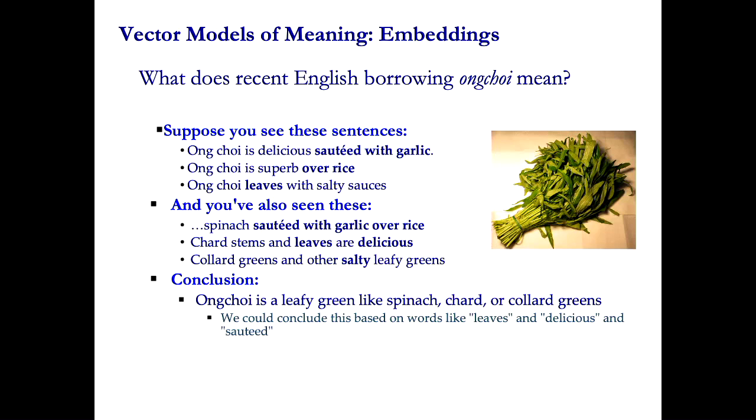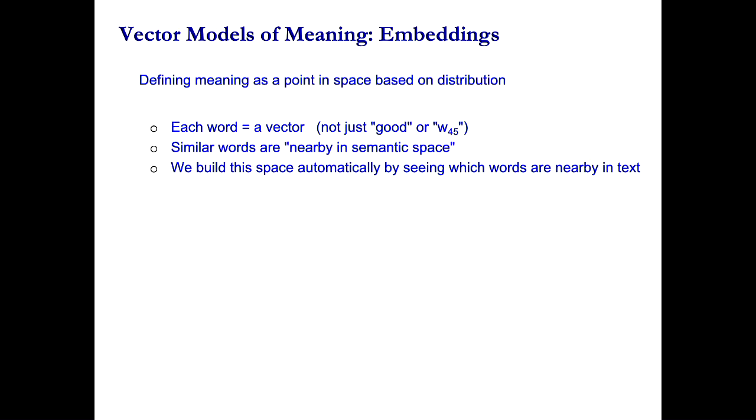Charred ong choi stems and leaves are delicious. Collard greens and other salty, leafy greens. Now you're getting the feeling that ong choi may be something like spinach. It's a leafy green like spinach, chard, or collard greens. If you see a bunch of examples, these should be near each other in the vector space. So the context of leaves, delicious, sauteed gives some meaning to this word that we didn't know. So what we'll do, and I'm not going to be real specific here, we're going to come back to it, just to give you a feel for it.